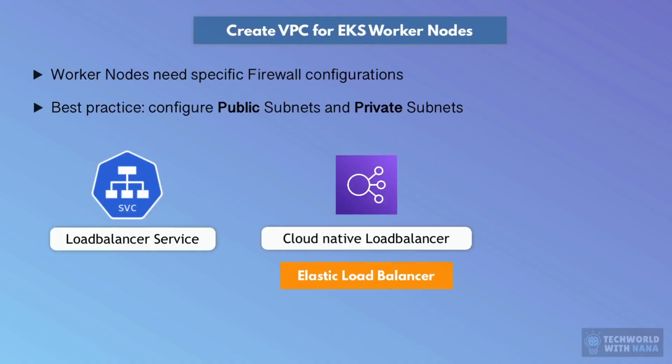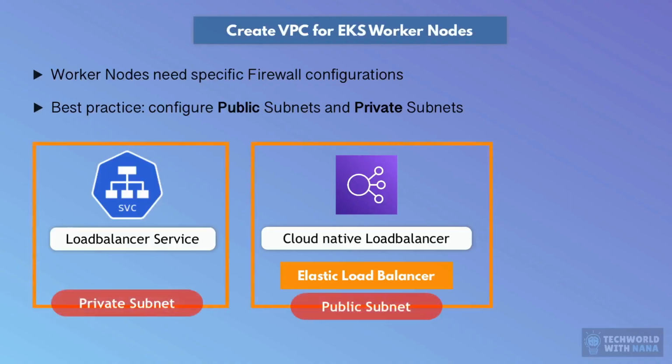So what happens is that when you configure your subnets into private and public, Kubernetes will know to create that external load balancer in a public subnet, because you want that load balancer to be accessible externally. So you want to create it in a public subnet that allows external connections.